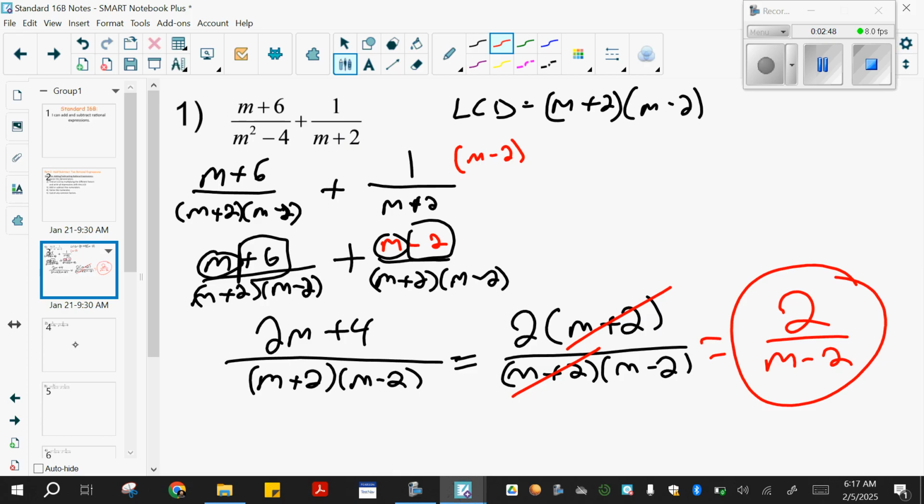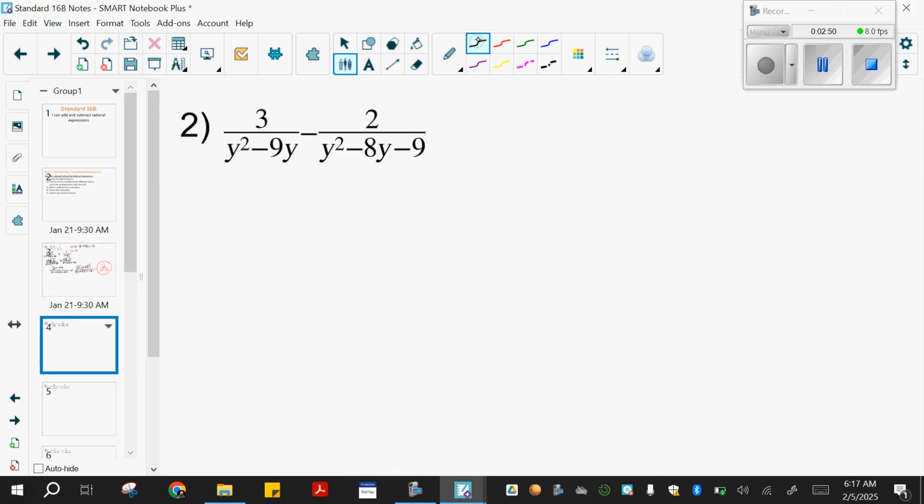Alright, let's do another one. Here's our next one. I'm going to stick with black on this one. So let's factor. So I have 3 over, look at this, y squared minus 9y. I'm going to take out a y. See what we have left. Y times y minus 9. Don't let the 9 trick you. There's an extra y in there, so we know we have to deal with that.